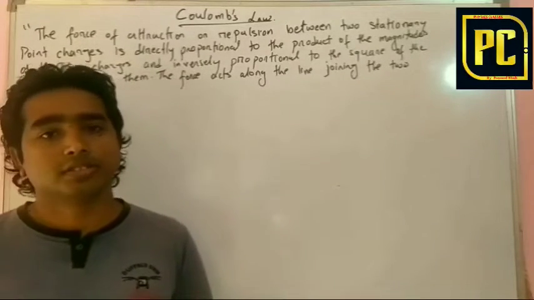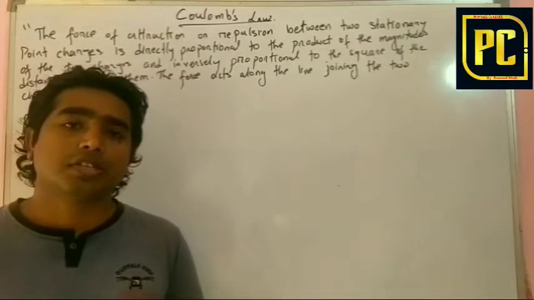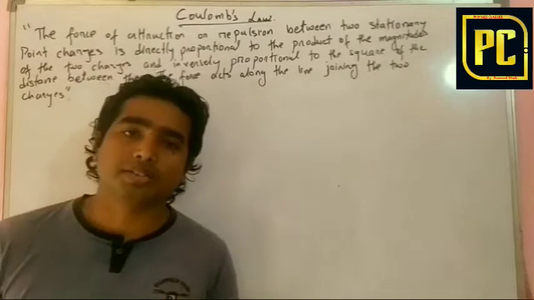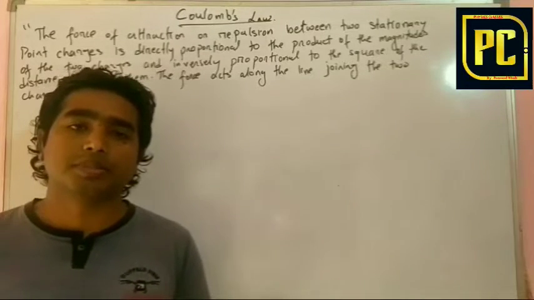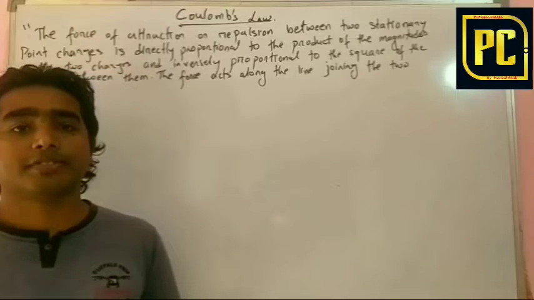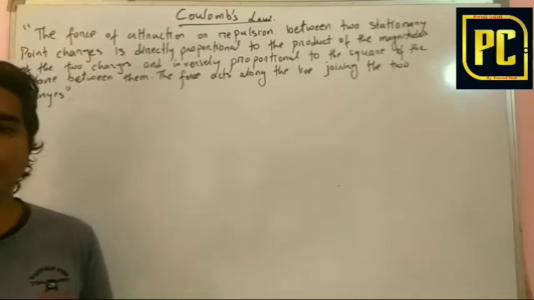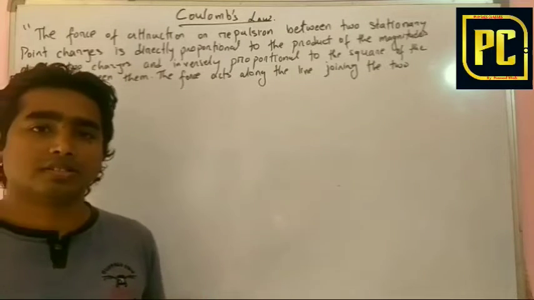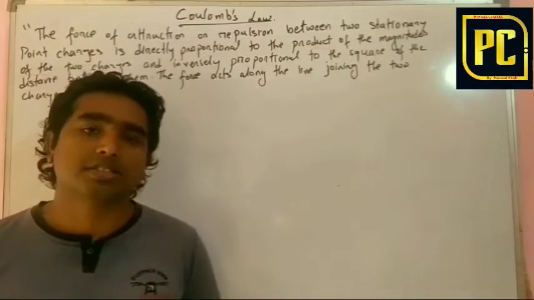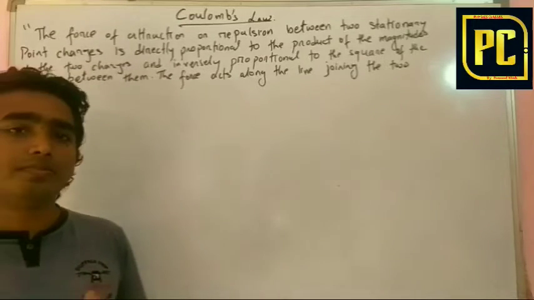In that gravitational force we have two masses, and if there is some distance between them, the force was said to be the attractive force, and it was given as F is equal to G m1 m2 by the distance square. So that is for the masses.